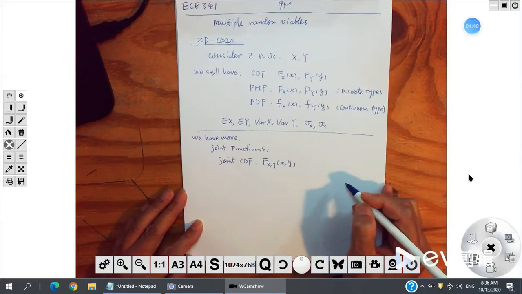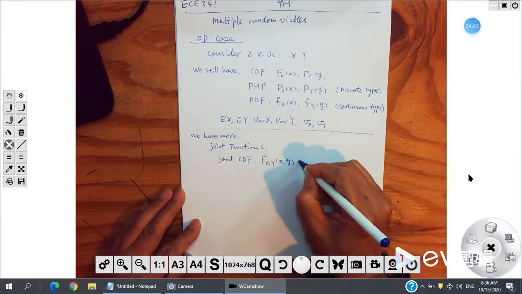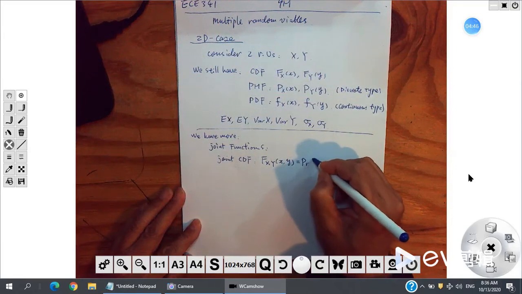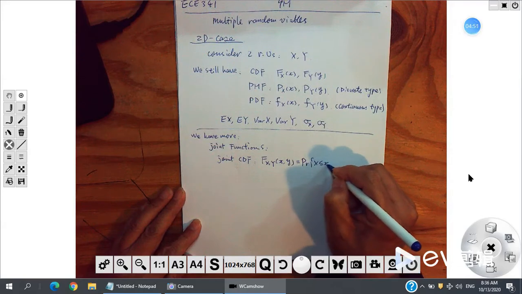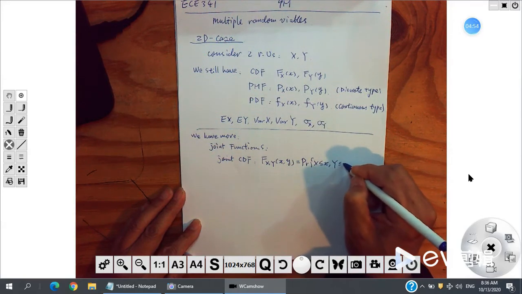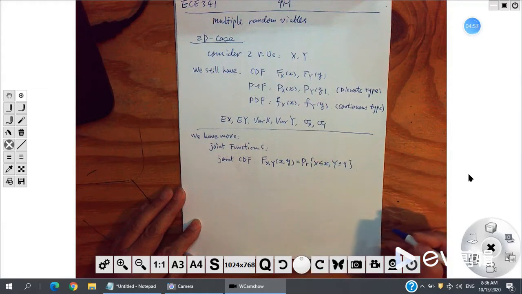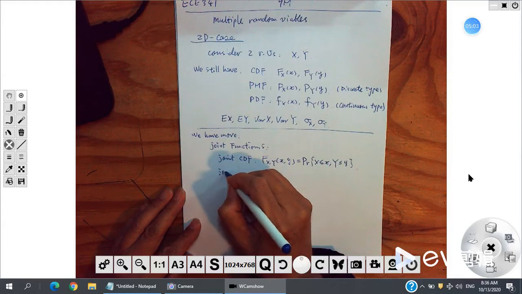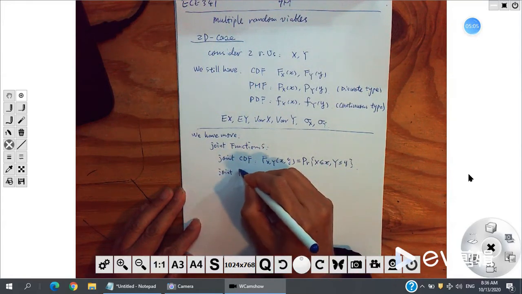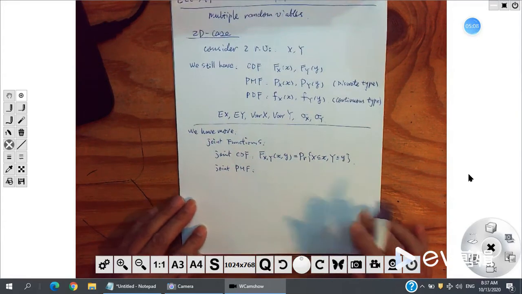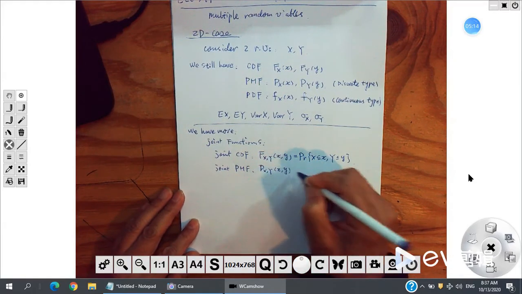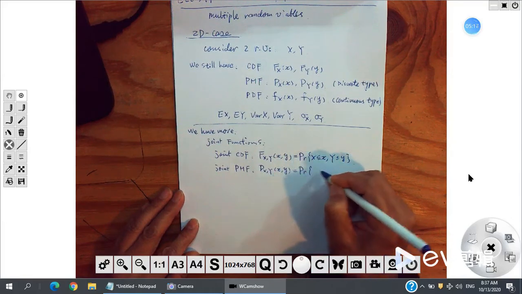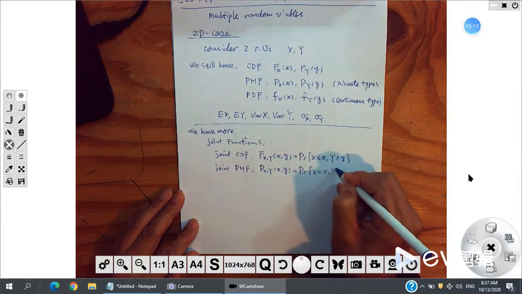Now this function is related with both capital X and capital Y. It is similar to the CDF: the probability that X is no more than lowercase x and Y is also no more than lowercase y. So this is the CDF. And we also have the joint PMF, similar, with both X and Y. It is defined as the probability of capital X equal to x and capital Y equal to y.